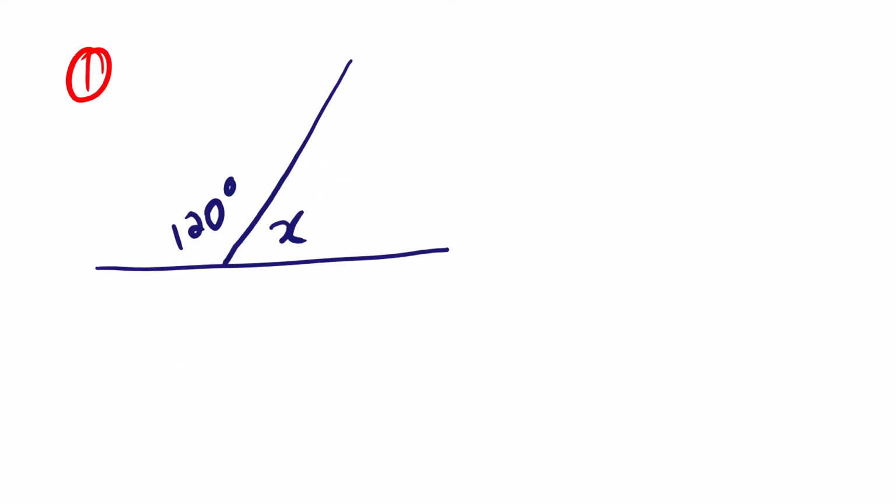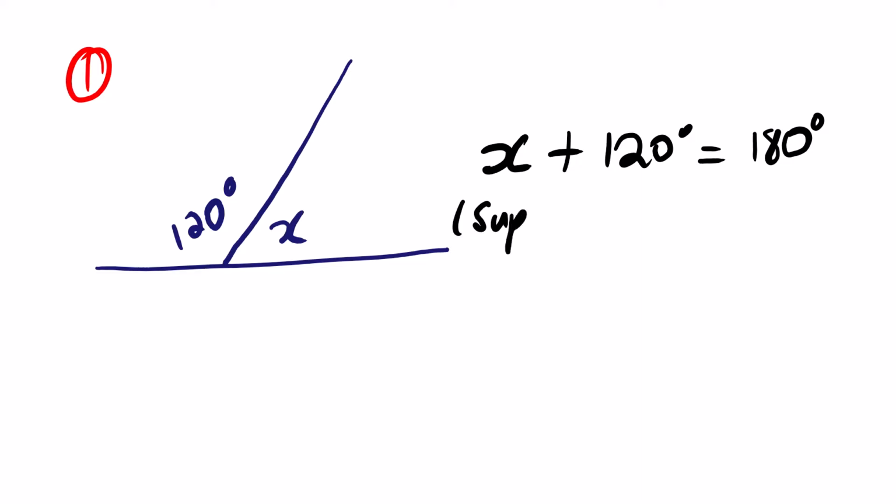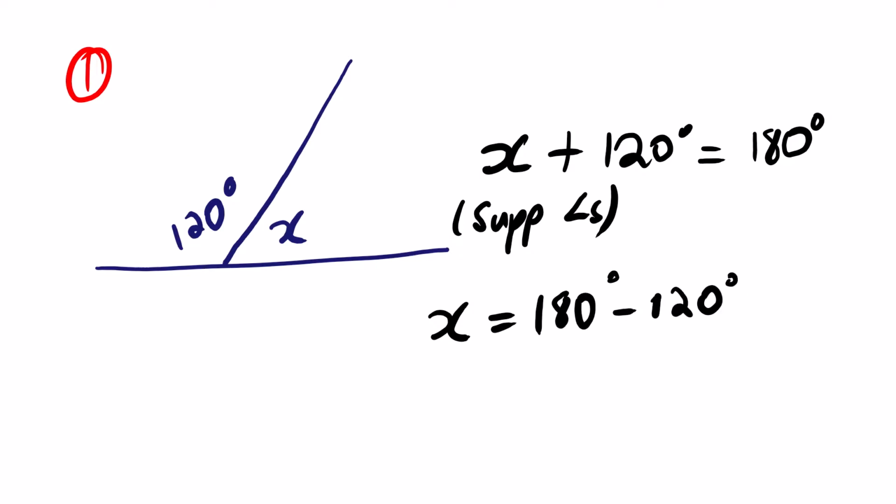Let us look at an example of how to apply this theory. Since these two angles are supplementary, x plus 120 degrees will be equal to 180. Reason being, supplementary angles. Then from there we can solve: x is equal to 180 minus 120. Then x is equal to 60 degrees.